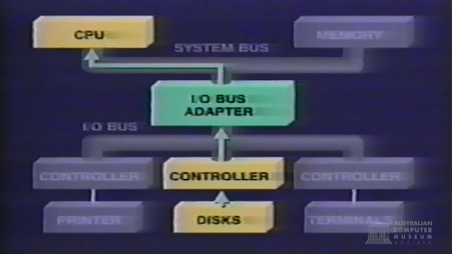The disk controller also monitors the operational status of the peripheral device and sends status reports to the CPU. If an error occurs during a data transfer, it's reported back to the CPU.